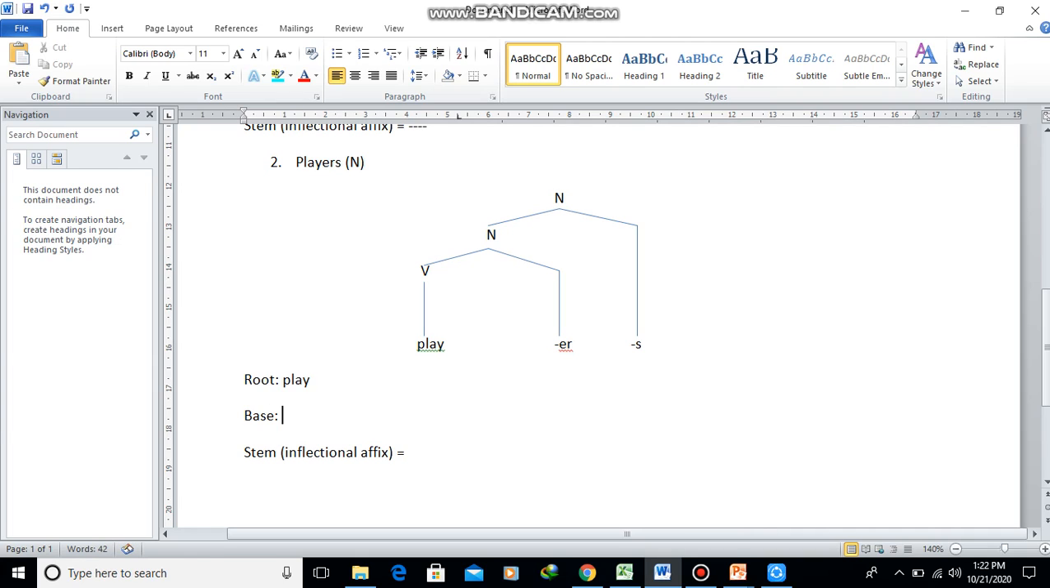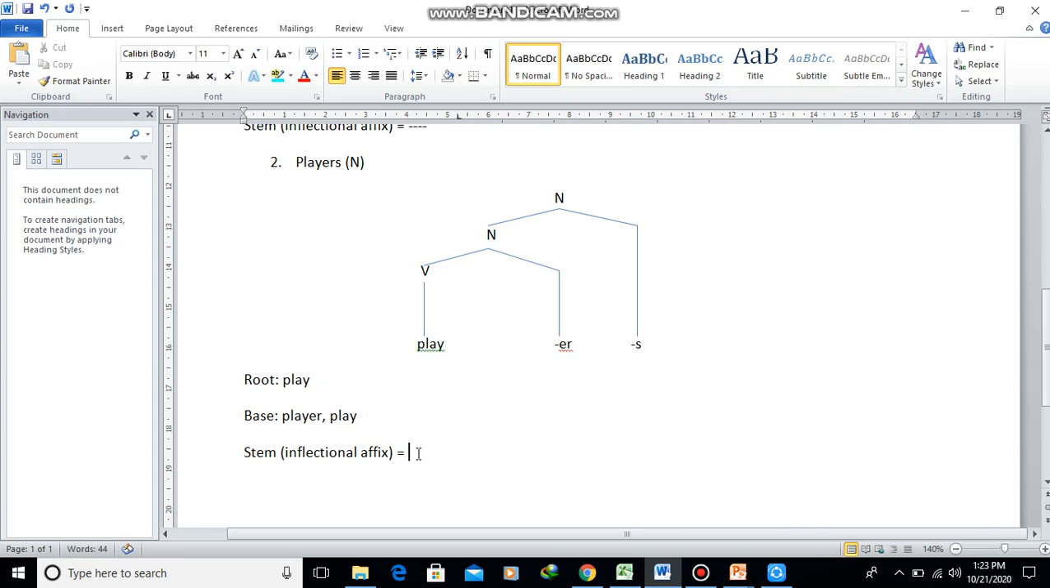Now what about the base? Remember that the base is a word where any kind of affix is attached. So you see there are two affixes here. The first base must be the word where affix s is attached, which is the noun, so look at the branches. It's the word player. So that's the first base, and then there is another affix, which is er, where it is attached to the word play. So that means the base is play.